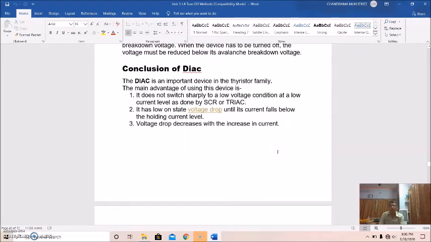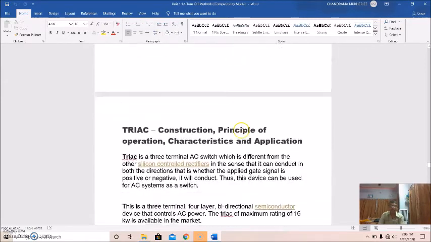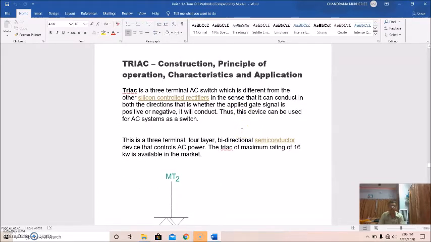Now, the conclusion is that the DIAC is an important device of the thyristor family. Its main advantage is that it does not switch sharply to a low voltage condition at a low current level as done by an SCR or TRIAC. It has an on-state voltage drop until its current falls below the holding current level. The voltage drop decreases with the increase in current. So that's all about the DIAC. Now we'll talk about the TRIAC.